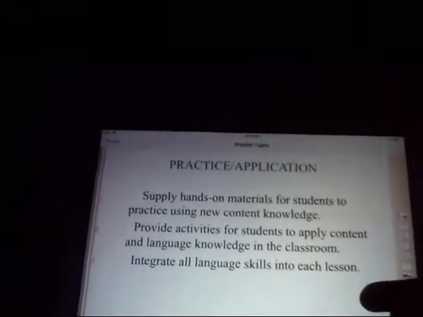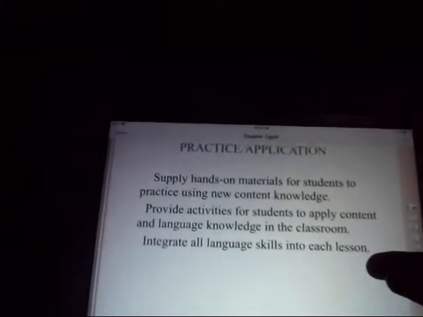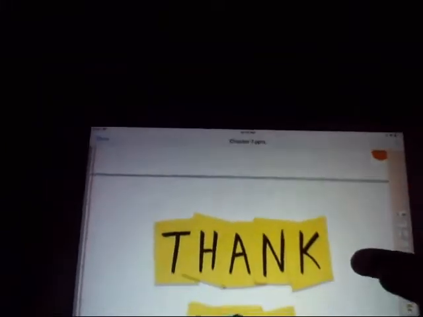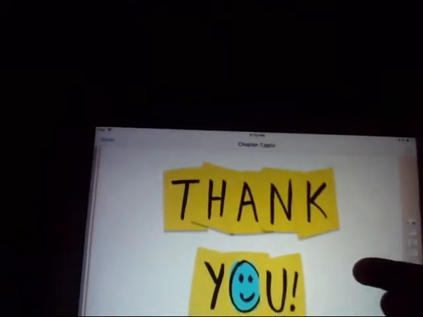Providing that language knowledge in the classroom is very important. So that is all that it talks about, the main ideas of support.